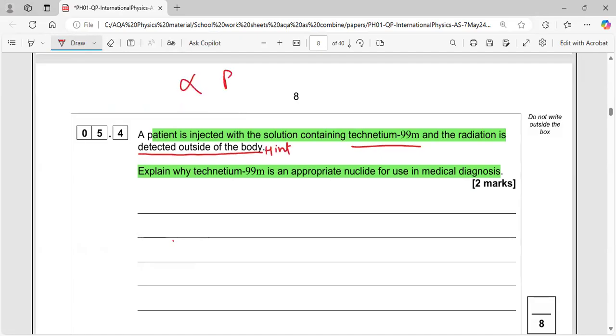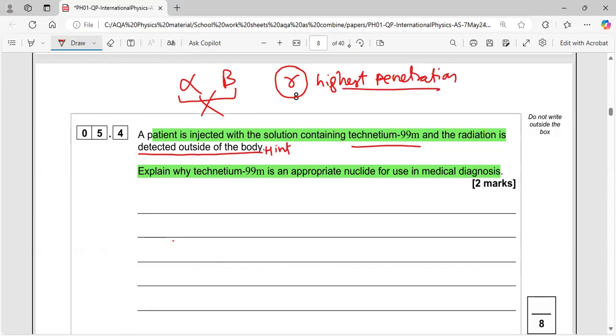You know, alpha, beta, gamma. Alpha and beta cannot come out of the body or even go into our body from outside. It is only gamma ray that has the highest penetration. Highest penetration. It means that gamma rays are suitable for use in medical diagnosis, and as technetium-99m emits gamma rays, that's why this is the best source for us.